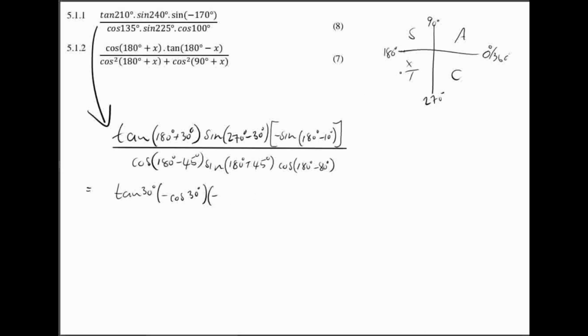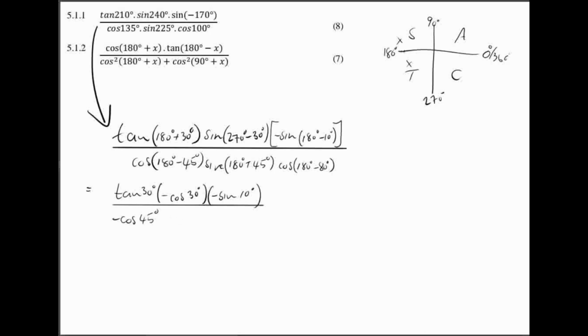180 minus, that's over there, and sine is positive, so this reduces to a positive. But that negative that is there stays there. This part is going to be positive, so this negative is this one. This is positive sine of my 10 degrees. Okay, denominator, right, 180 minus, that's this quadrant. Cos is negative there, so this is minus cos of your 45.